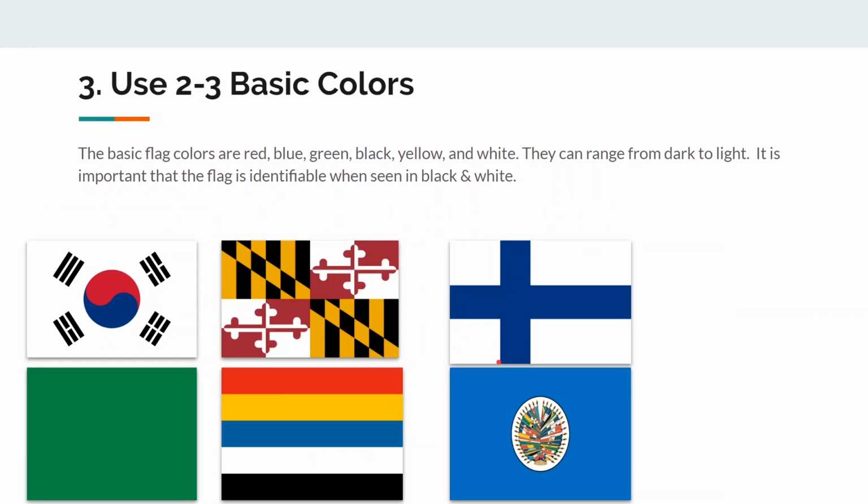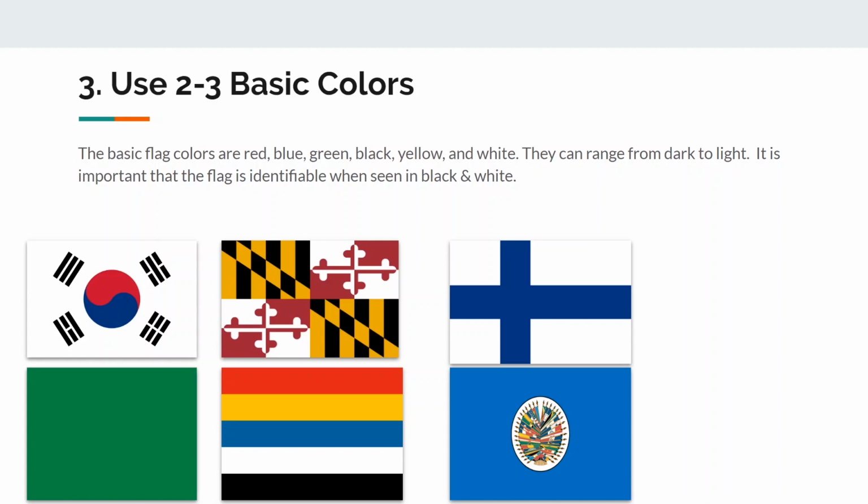Okay. Now, rule number 3, use 2 to 3 basic colors. Now, we can see some examples here. We see, again, this Korean national flag. Now, it says 2 to 3. Red, blue, black, white. That's 4, but that's okay. But the basic flag colors are red, blue, green, black, yellow, white. Most flags are those colors because they are easy to see from a distance.